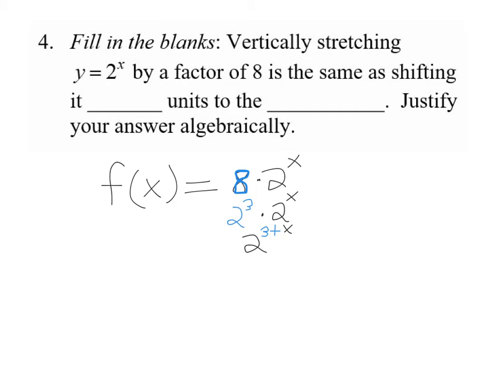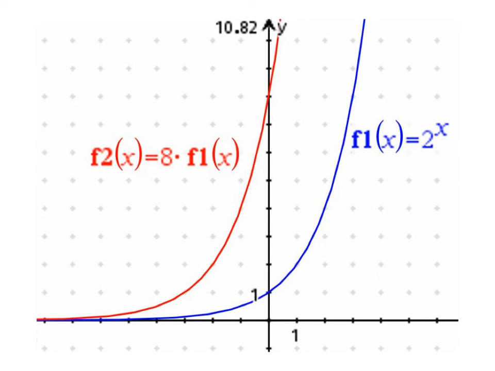So we can just fill in up here that we're going to shift it 3 units to the left, right? Because adding 3 to the x part means we're actually going left, the opposite way. That horizontal stuff is tricky. All right, well, let's take a look at the graph on the next slide and see that that is actually true here. Here we go.